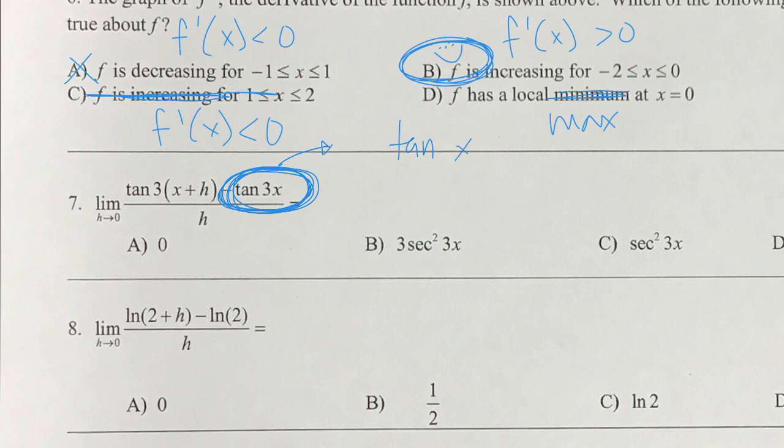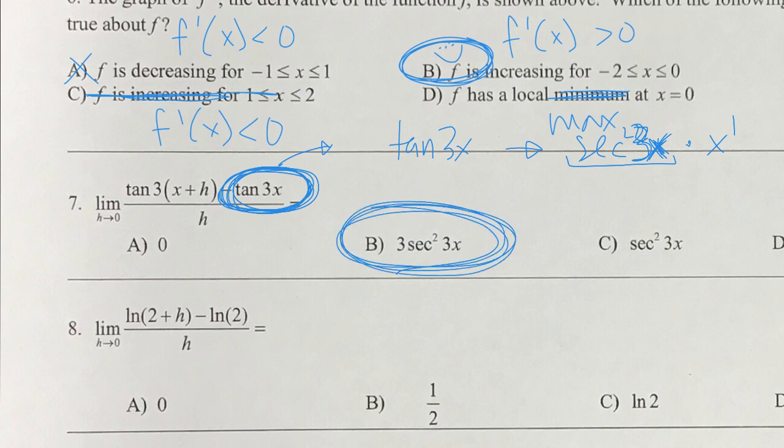According to my chart, if I just had the tangent, the derivative is secant squared of x times x prime, as in the derivative of whatever I'm taking the tangent of. So in this case, I have 3x, which means I'm going to have the secant squared of 3x times the derivative of 3x, which is 3. So B is going to be the correct answer: 3 secant squared of 3x. Remember, it's just the derivative of this function.